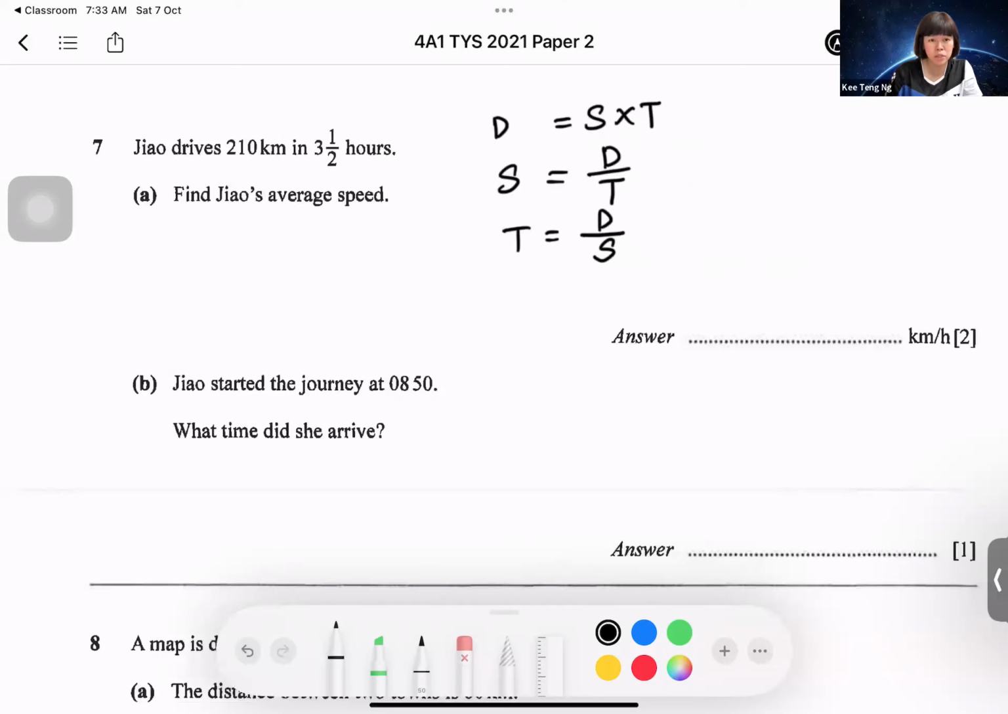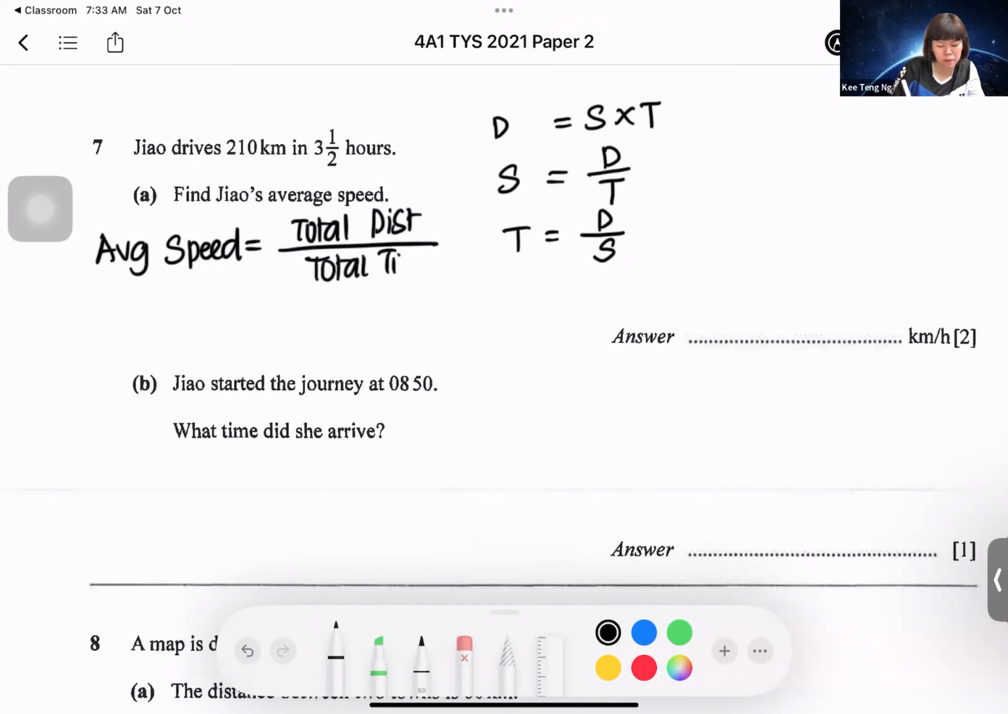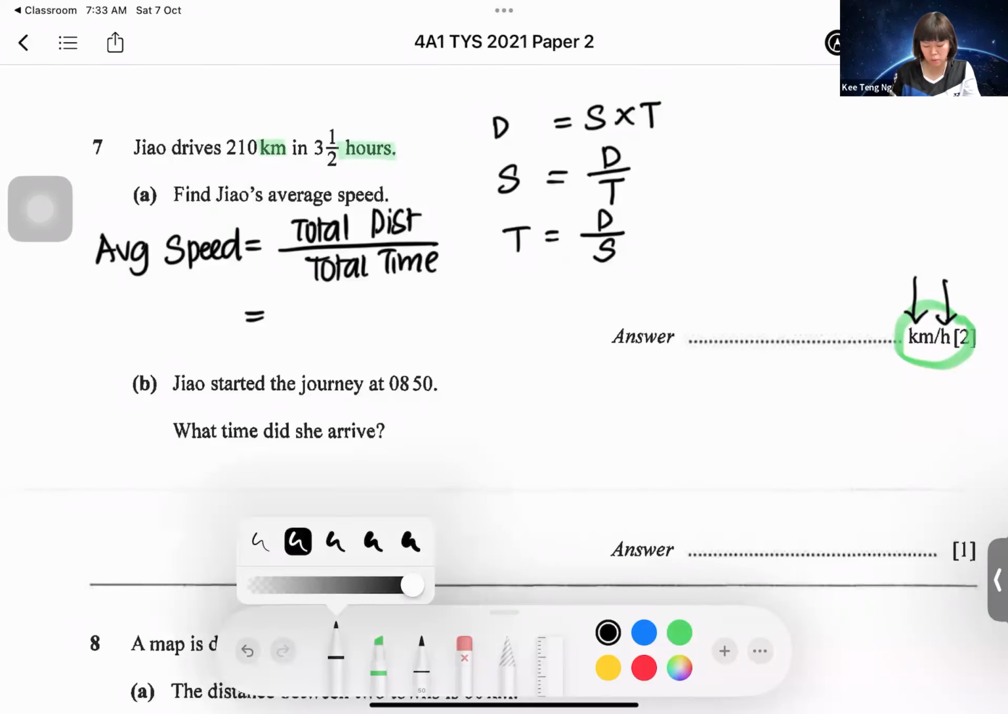In this case, the question says find Jiao's average speed. Average speed means total distance divided by total time. Okay, so for the question over here, look at the units. They want the units in terms of kilometers and hours. So we check our units. Is this kilometer? Is this hour? Yes, this is correct, then we're going to use it. If it's not correct, then we need to change it.